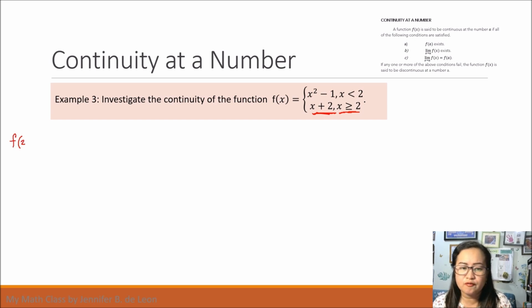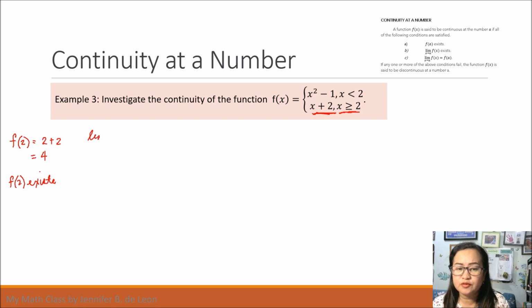So if we have f of 2, we will evaluate x plus 2 at x equals 2. Simplifying that, we will have 4. So f of 2 exists since we have a real number. Now, what about whether this function satisfies the second condition?